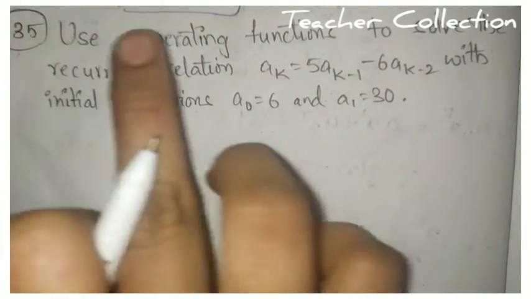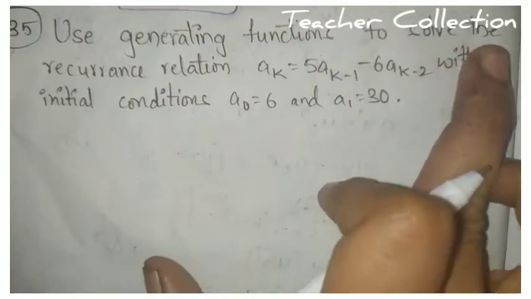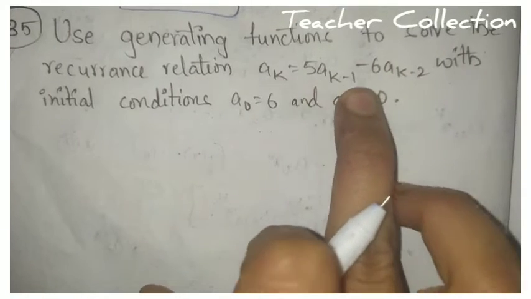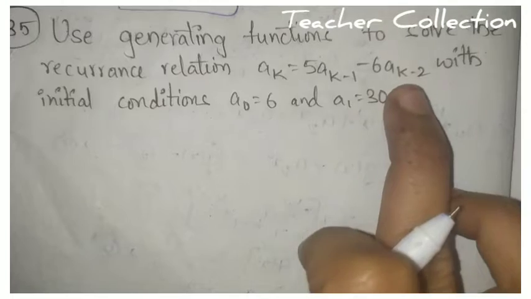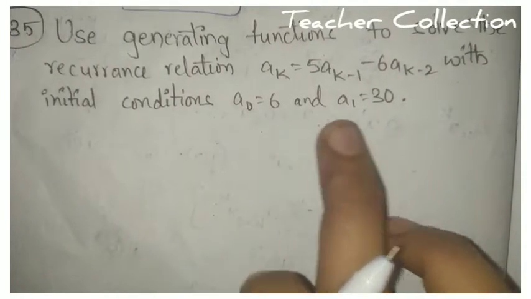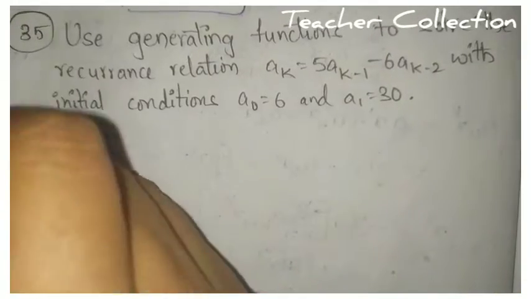Use generating functions to solve the recurrence relation a_k = 5a_(k-1) - 6a_(k-2) with initial conditions a_0 = 6 and a_1 = 30.